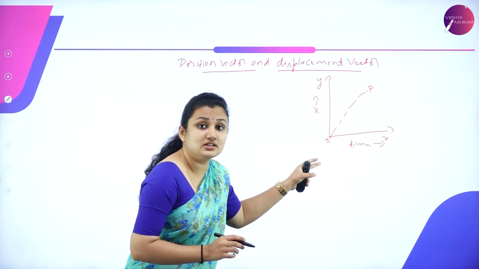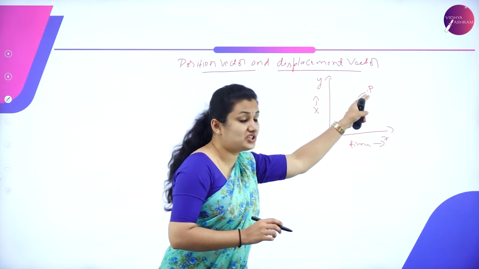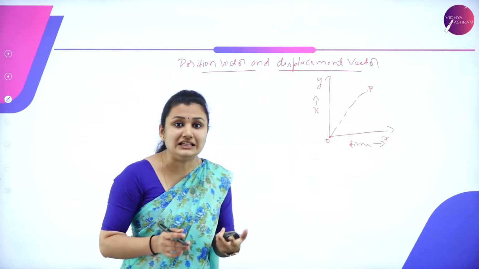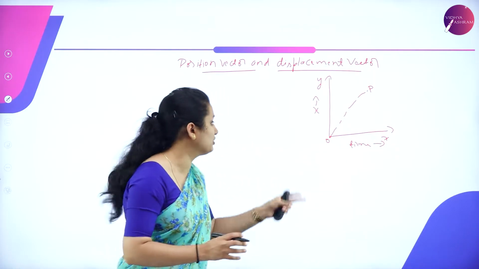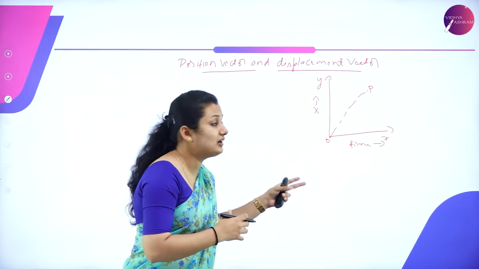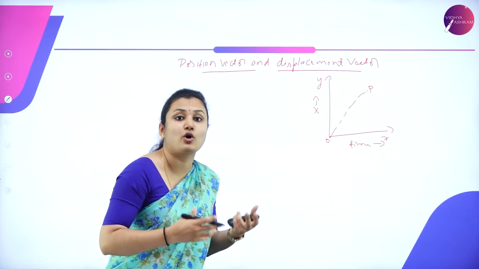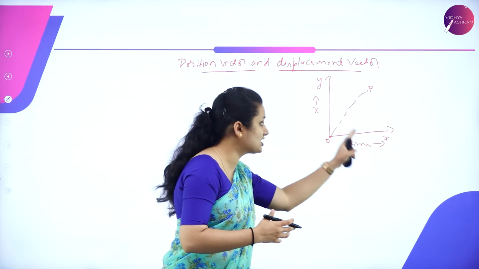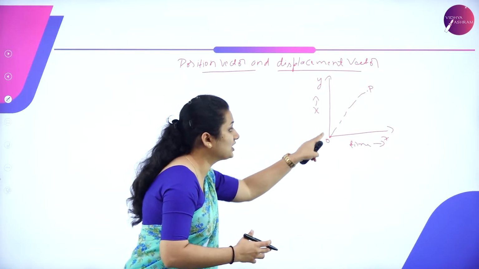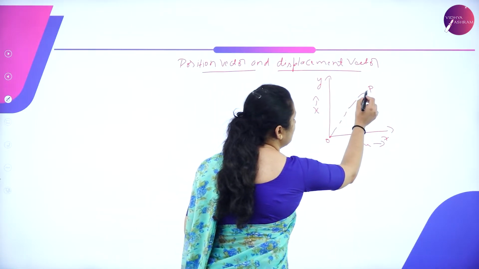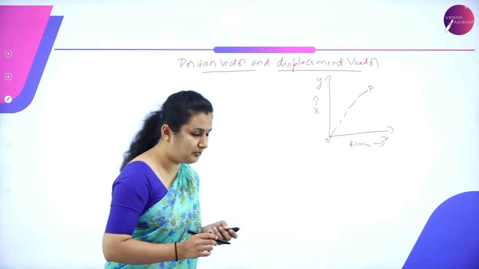So to describe the position of the particle or a body at a point P, what I need is a convenient point called origin, O. So I want to know from where to where did my particle or object move. So to describe the position of the object with respect to time, I need a convenient point called origin. So a particle has moved till point P.